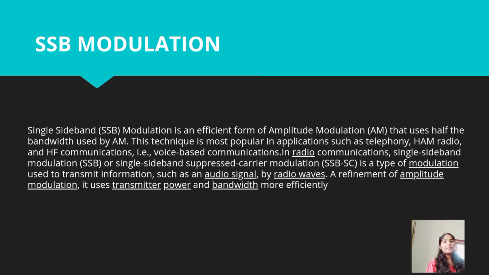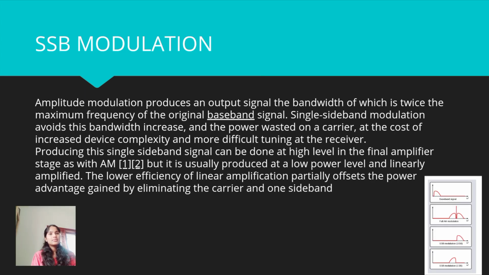A refinement of amplitude modulation, it uses transmitter power and bandwidth more efficiently. Amplitude modulation produces an output signal, the bandwidth of which is twice the maximum frequency of the original baseband signal. Single sideband modulation avoids this bandwidth increase and the power wasted on a carrier, at the cost of increased device complexity and more difficult tuning at the receiver.